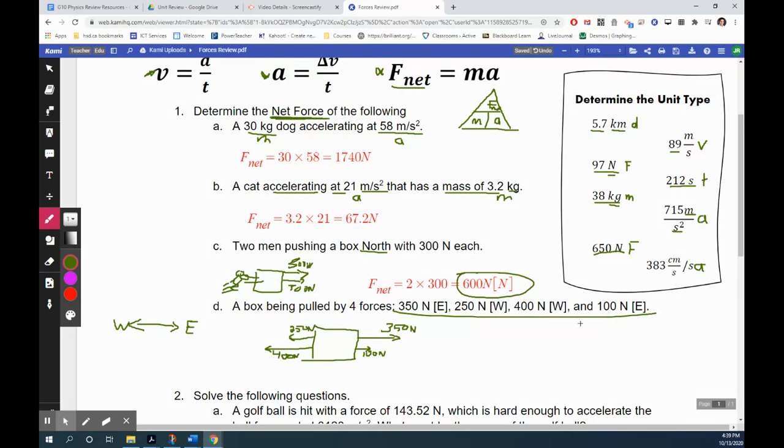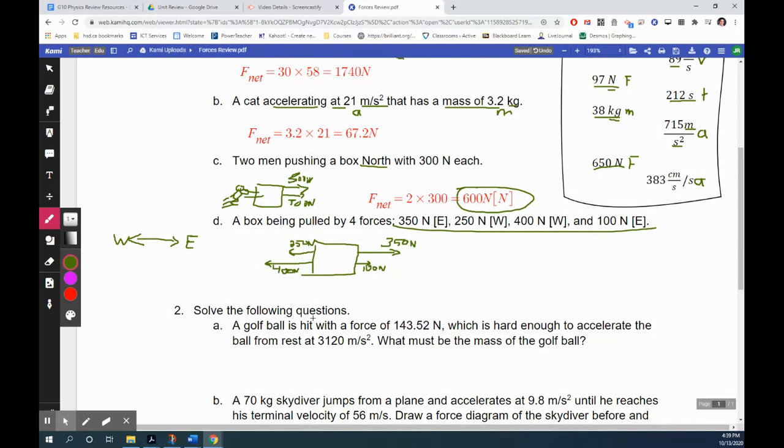We have 4 forces. Now what do we do? Well, do we just add them all up like we did here, 300 plus 300? No, because some are in different directions. And so the total force going this way is 650 newtons, but they're pulling against the total force here, which is 450 newtons. Forces will cancel if they're in opposite directions.